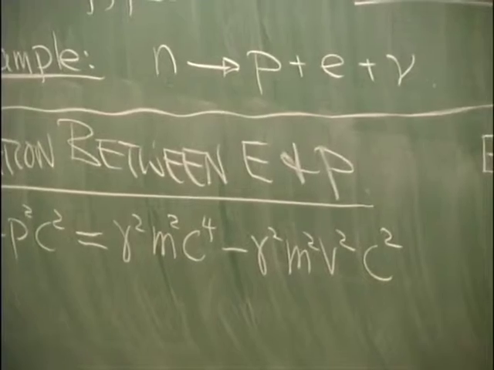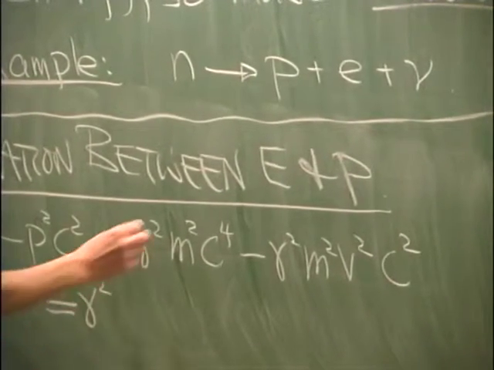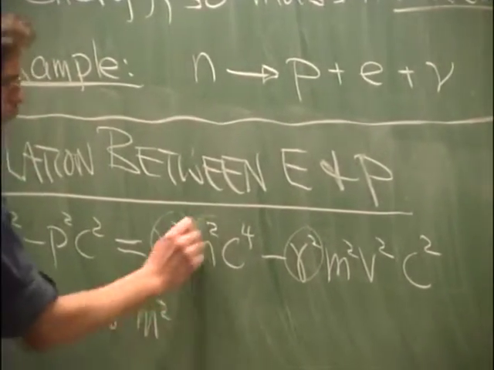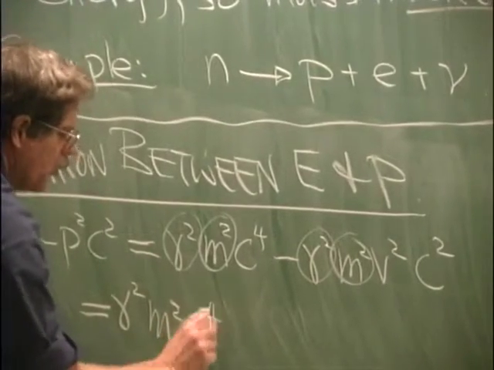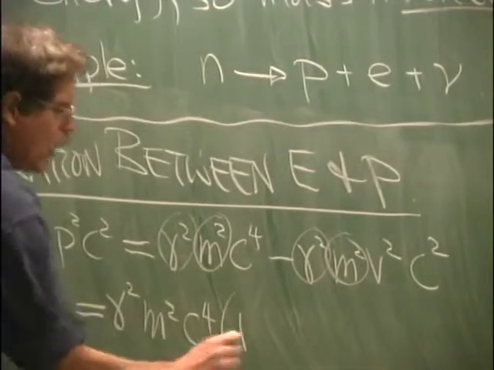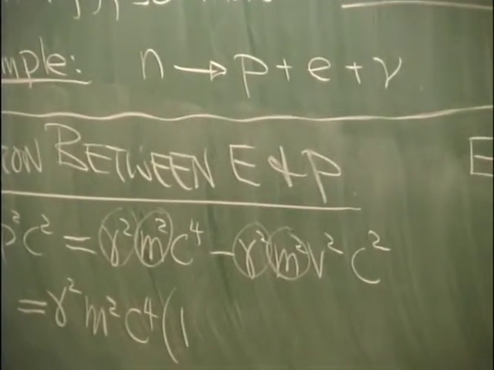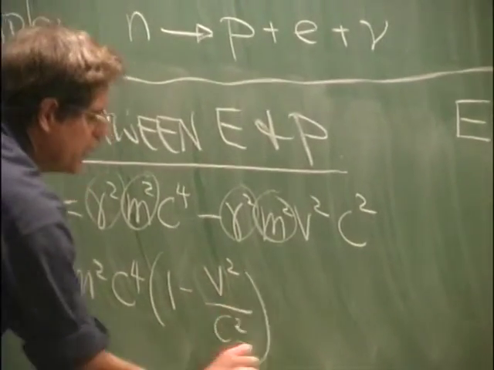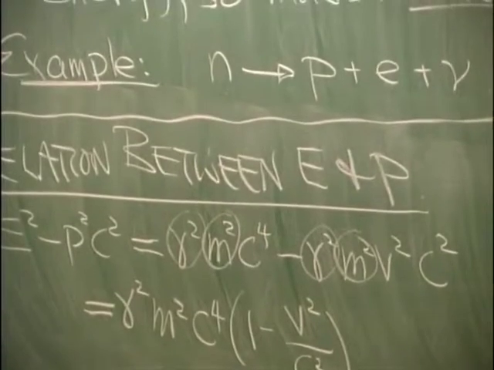Doesn't look too nice. Well, let me factor out gamma squared, that's a common factor, m squared, common factor, and c to the fourth. Then I would have just 1 in the first term, and in the second term I factored out c to the fourth, so that means it would be minus v squared over c squared, isn't that right? Because I took out 4 factors and there were only 2 there, so I had to put a c squared in the denominator.